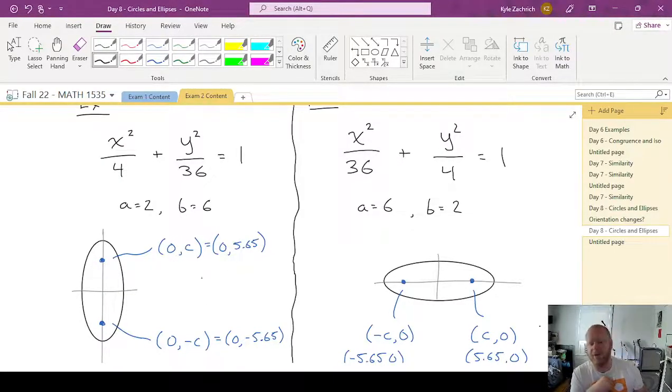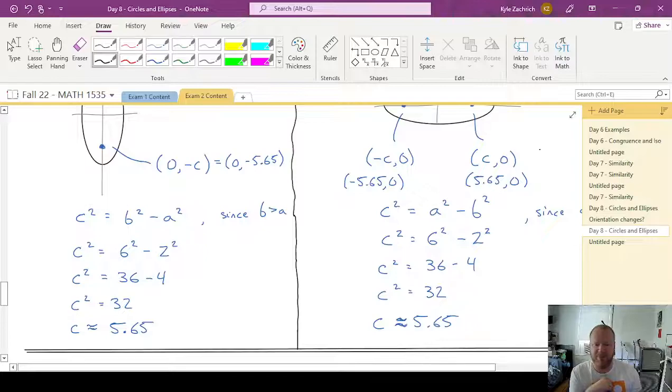So that distance is sort of similar. I'll call this one C as well, but those are on the x-axis this time because I have a horizontal ellipse. But the equation for these depends on whether you're looking for a vertical ellipse or a horizontal ellipse focus points.